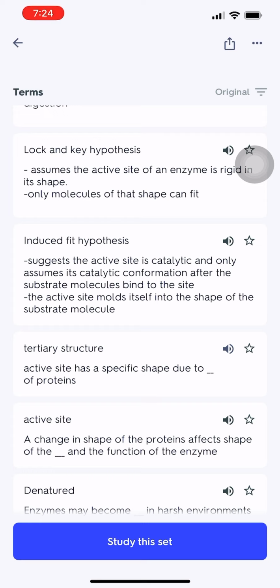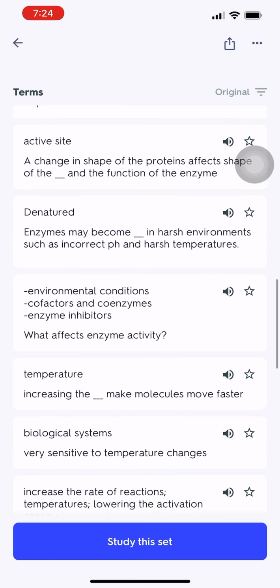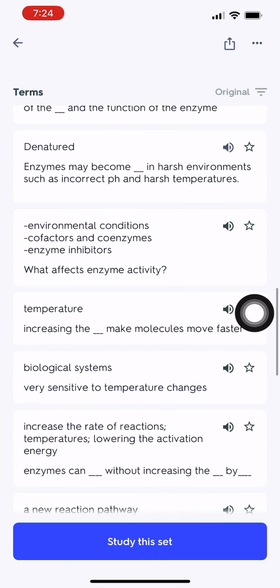Tertiary structure: the active site has a specific shape due to the tertiary structure of proteins. A change in shape of the proteins affects the shape of the active site and the function of the enzyme. Enzymes may become denatured in harsh environments such as incorrect pH and harsh temperatures. Environmental conditions, cofactors and coenzymes, enzyme inhibitors: what affects enzyme activity?